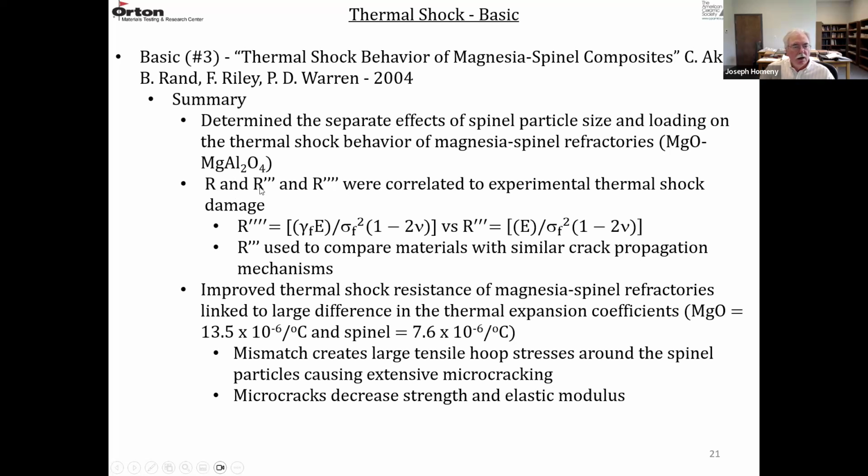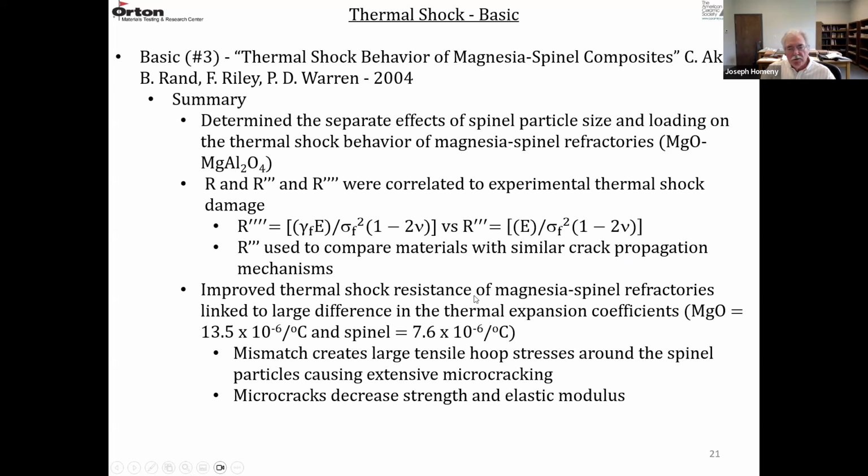So R3 prime, R4 prime were correlated to experimental thermal shock damage. And R4 prime, again, is the work of fracture times the elastic modulus divided by the fracture strength squared, and 1 minus 2 nu, or Poisson's ratio. And the R3 prime does not have the work of fracture term. And again, R3 prime is used to compare materials with similar crack propagation mechanisms. So I don't advise using R3 prime, but if you're measuring similar materials, you could use R3 prime to rank them.